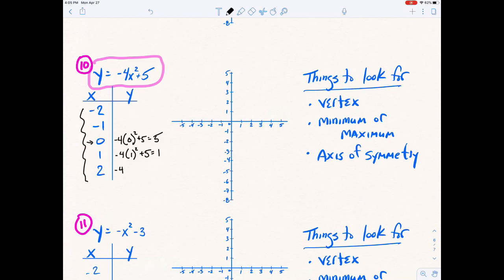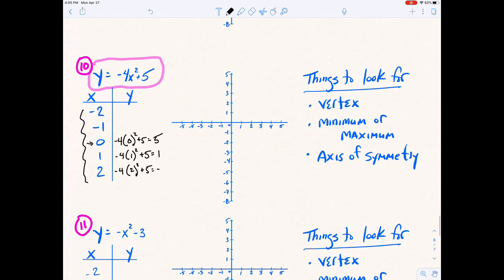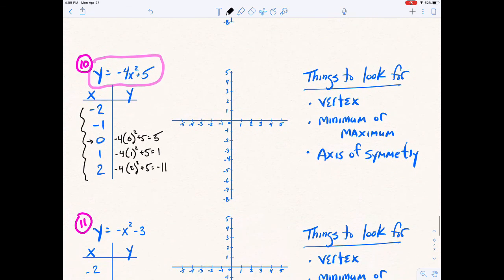And I'm going to do the same thing with the 2. And 2 squared is 4, times -4 is -16. Plus 5 is -11. So that's going to be pretty tough to fit on here. What I like about this, though, is because the axis of symmetry on this whole day is still x equals 0. That's this line right here.